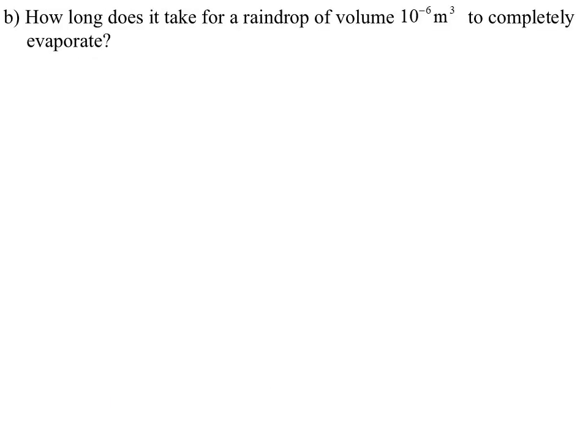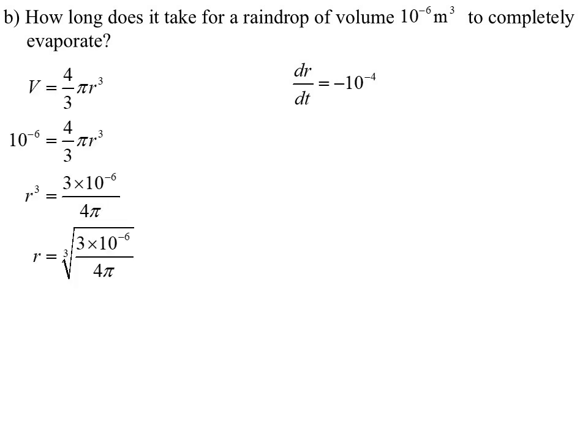But then, how long will it take for the raindrop to evaporate completely? So we now know dr/dt is this constant rate. Okay, but it's the radius we need to know, what it is initially, in order to find out when it's 0. And it didn't come out to be a lovely number. There it is in all its glory. The radius initially is the cube root of 3 times 10 to the negative 6 over 4π.